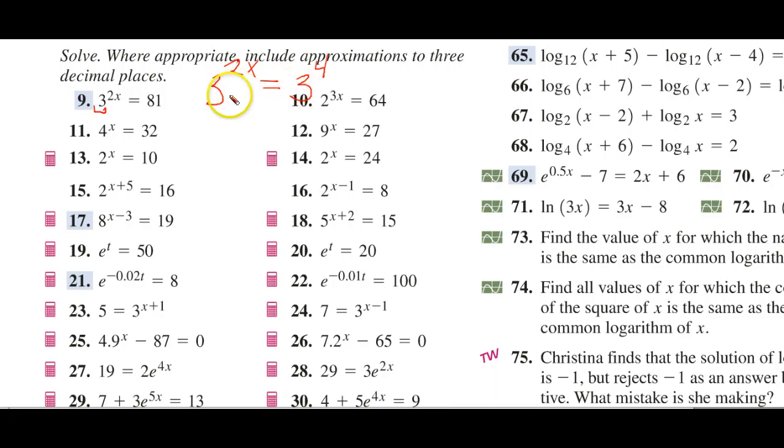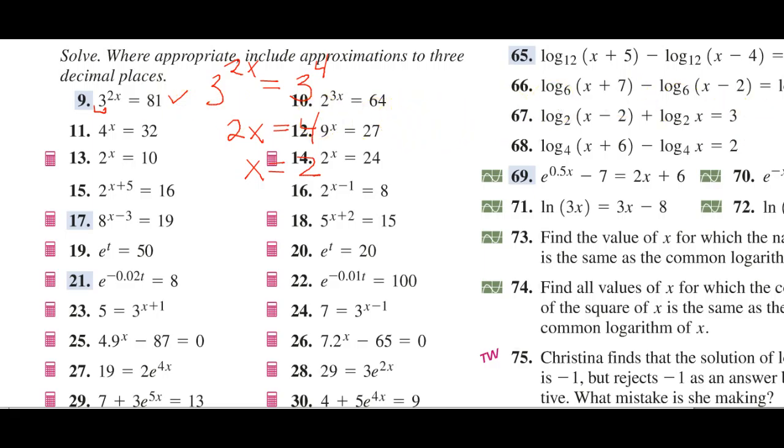So we now have our bases equal to each other, so therefore our exponents equal each other. So we go 2x equals 4, and we say x then equals 2. So if x is 2, 2 times 2 is 4, 3 to the 4th power is 81. So that checks out nicely.